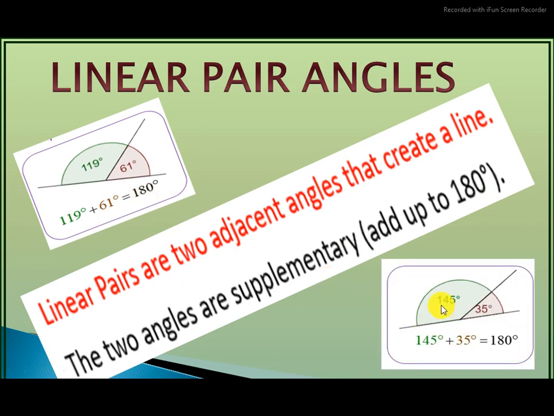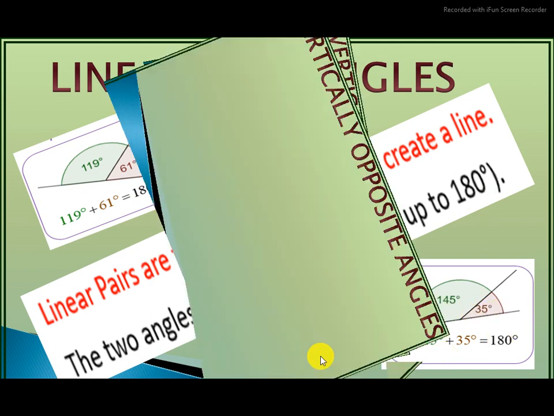Here again another example, 145 degrees and 35 degrees are linear pair angles. When you add both, you get 180 degrees.